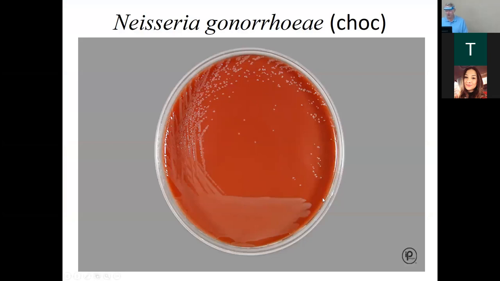So here's a chocolate plate. It's not Thayer-Martin, it's just chocolate, with Neisseria gonorrhoeae growing. This is where it's going to grow best, on the chocolate agar. You're going to see it, and hopefully nothing else is around. So this is a pure culture of Neisseria gonorrhoeae. Very good streaking for isolation, just fanning them out there. Up close and personal. What we're going to do is compare the gonorrhoeae with the meningitidis on chocolate.